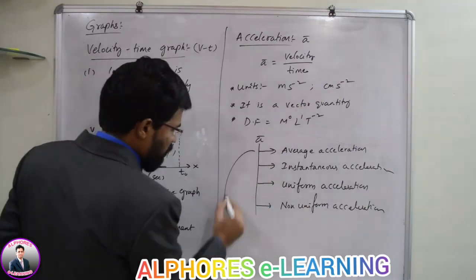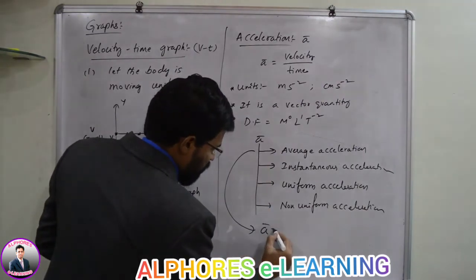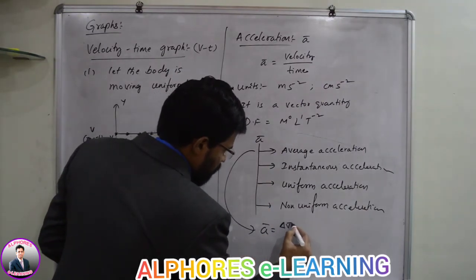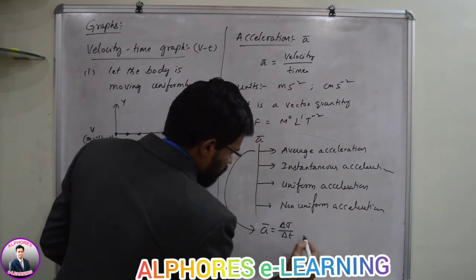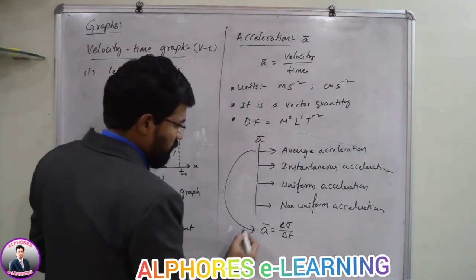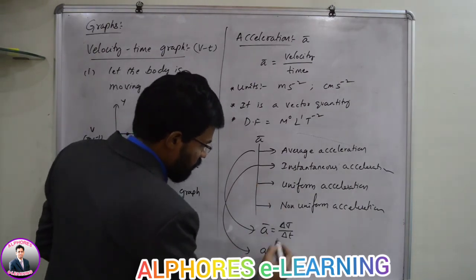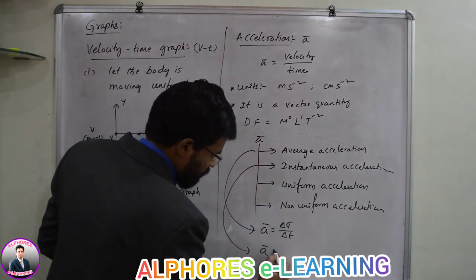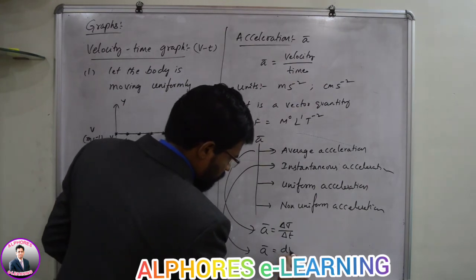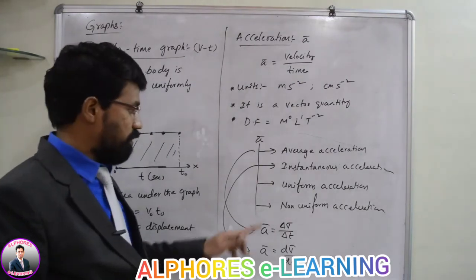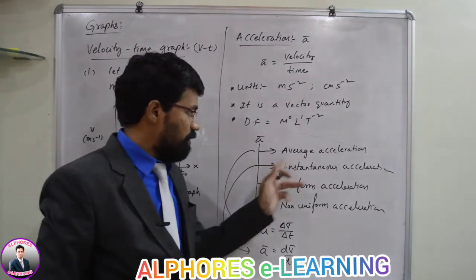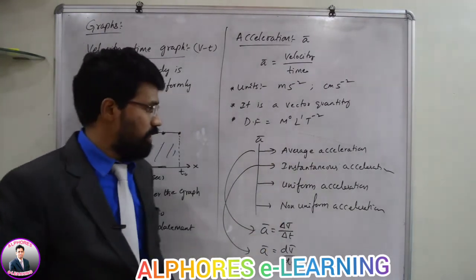Of course, we can write equations for all these things. Average acceleration can be expressed as a bar equals delta v bar by delta t, change in velocity by time taken. And instantaneous acceleration can be written as dv bar by dt, like that. You can write mathematical equations for average acceleration and instantaneous acceleration.